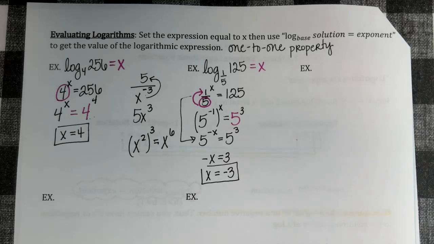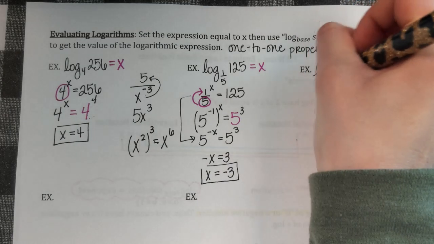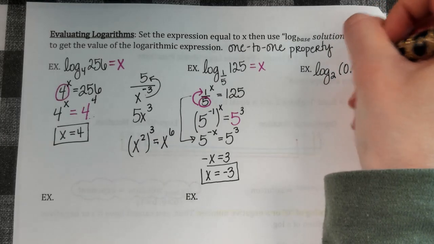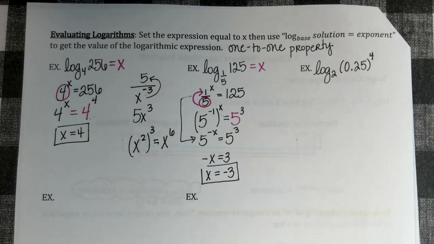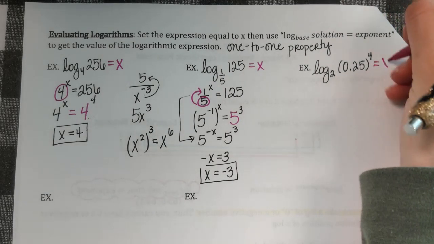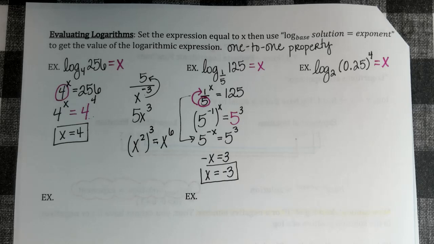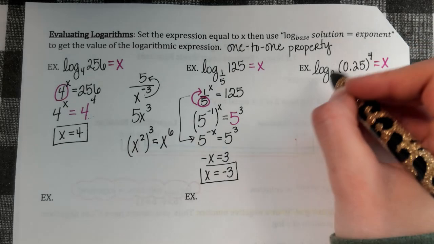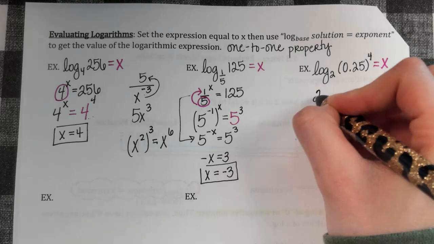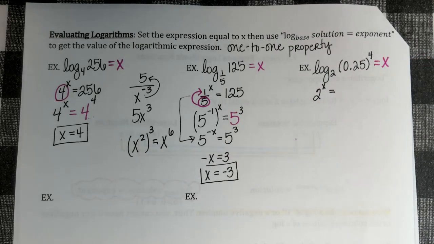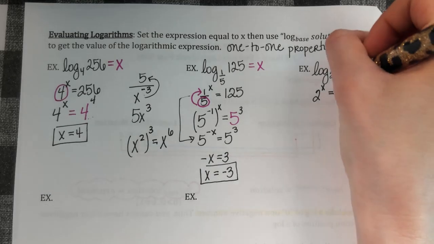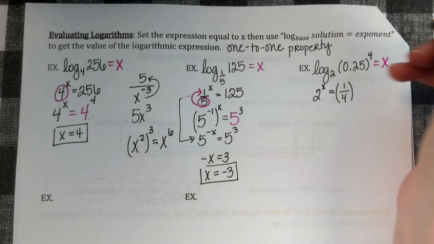All right. So now if I have log base 2 of 0.25 raised to the 4th power. What's my first step? Set it equal to x. And then I rewrite. How do I rewrite that? What's my base? 2 to the x equals. Now, what do we know about 0.25? What does that equal to? So this is really 1/4 raised to the 4th.